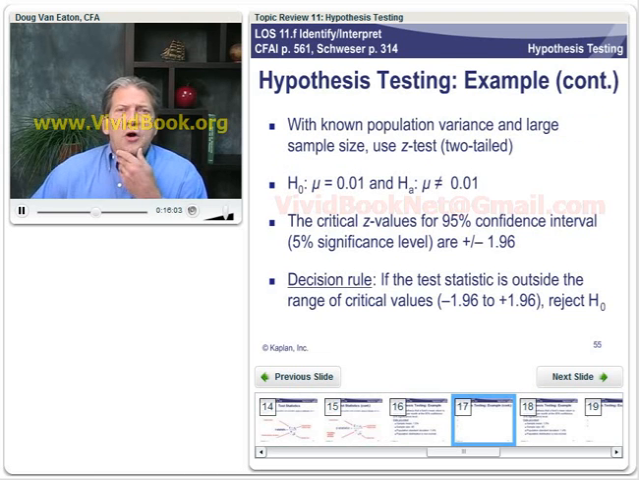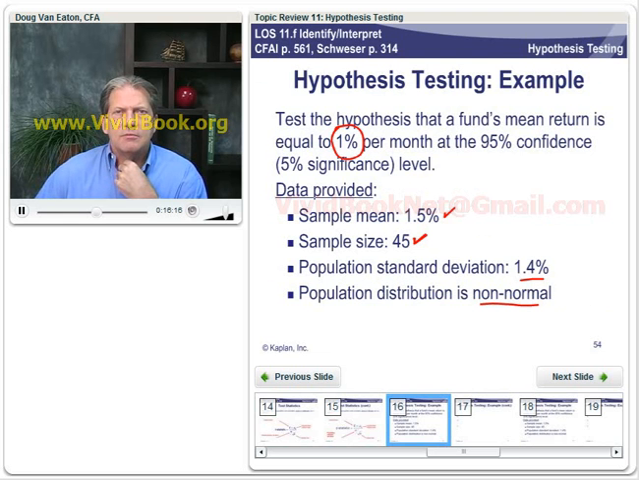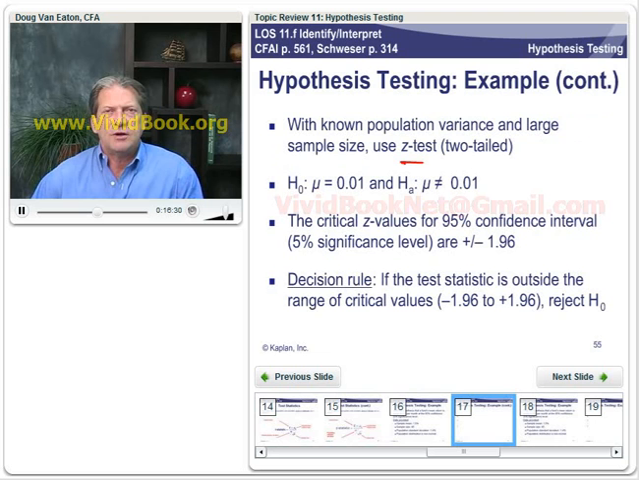So with a known population variance and large sample size, we'll use the z-test. I think that's what we had. Yeah, we have the population standard deviation. We don't have to rely on our estimate. That is, we don't have to rely on our sample standard deviation. We know the population standard deviation. So in this case, we can use a z-test.